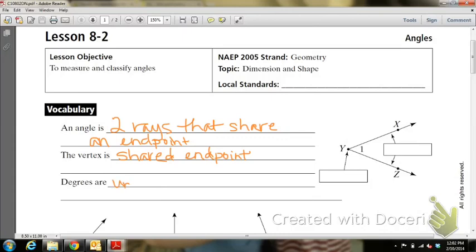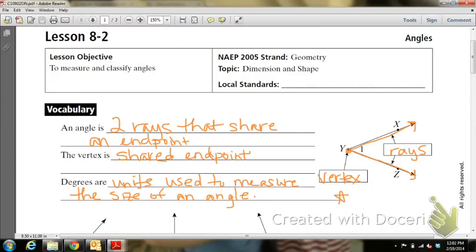Degrees are units used to measure the size of an angle. Okay, so you can see the two rays are YX and YZ, and their shared endpoint is Y. That is the vertex. And these are the two rays.